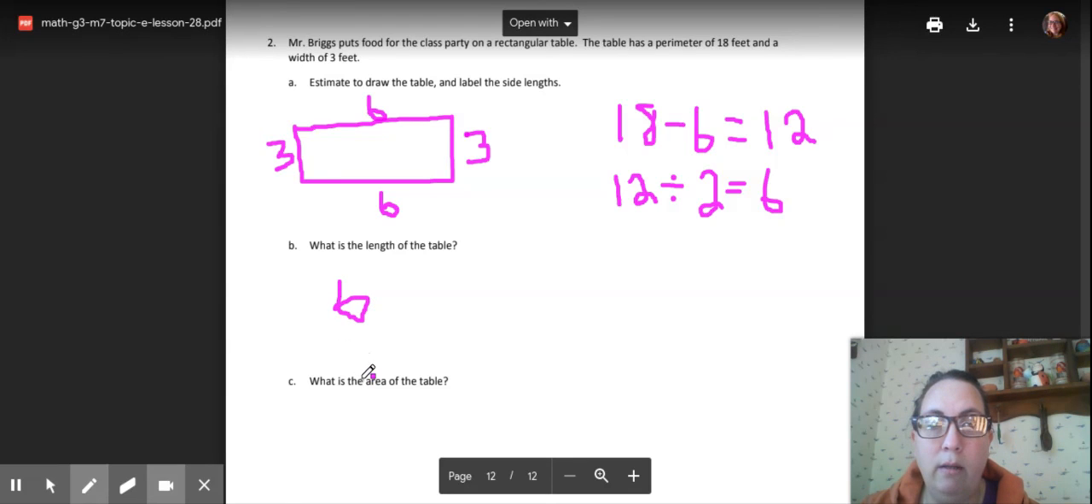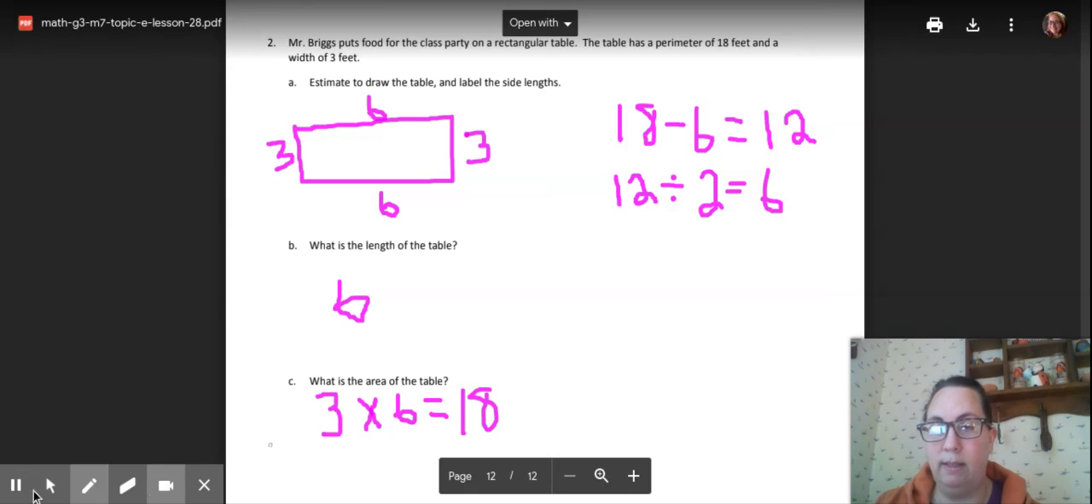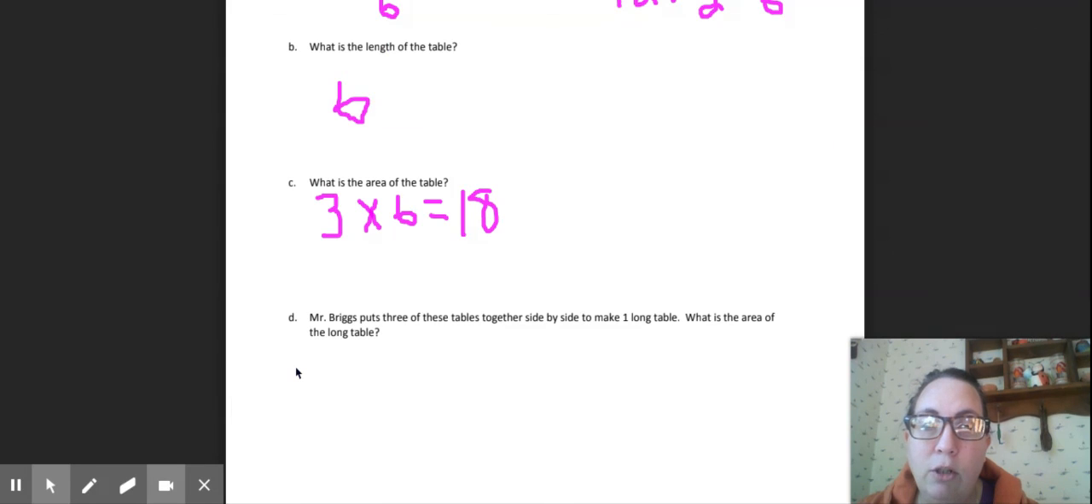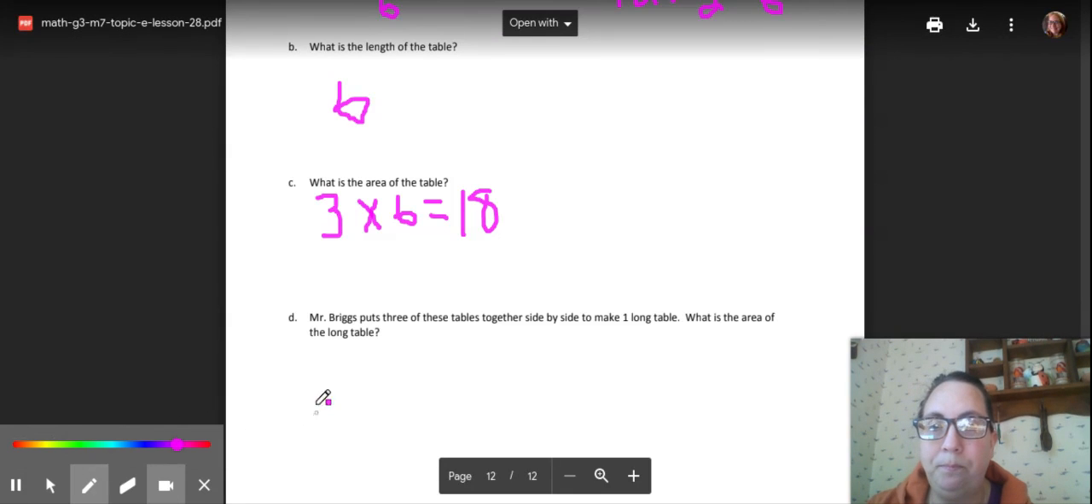What is the area? Remember, area is multiplication. So we're going to multiply the width, which is 3, by the length, which is 6. And 3 times 6 is 18. Remember, if the 6s are hard, you can skip count by 3s. D. Mr. Briggs puts 3 of these tables together to make one long table. What's the area of the long table?